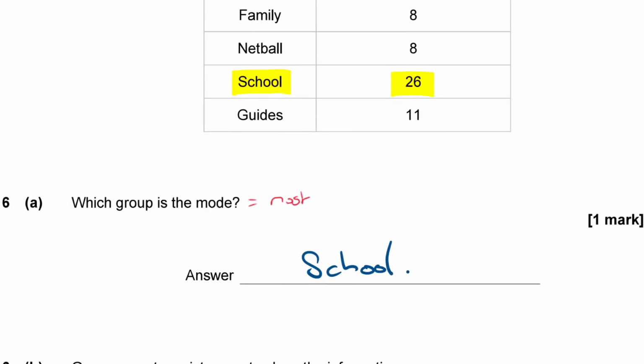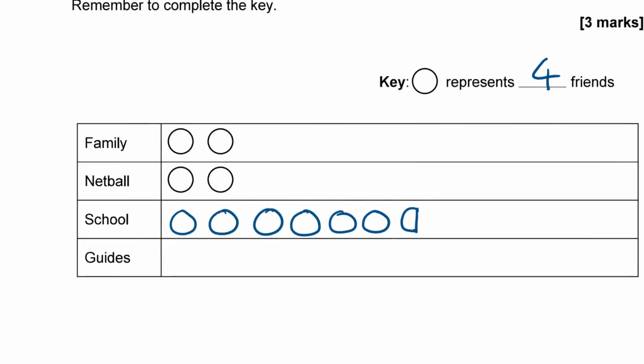And then we've got to draw 11. So she had 11 friends who were guides. So if I draw a circle for 4, 8, then if I draw another whole circle, that would be 12, which is 1 too many. So I need to represent 3 friends with a circle that represents 4 friends. So I'm going to draw 3/4 of that circle, which is actually not the easiest thing to draw. Looks like something like that. Kind of a decent attempt to draw 3/4 of a circle will get you the marks.